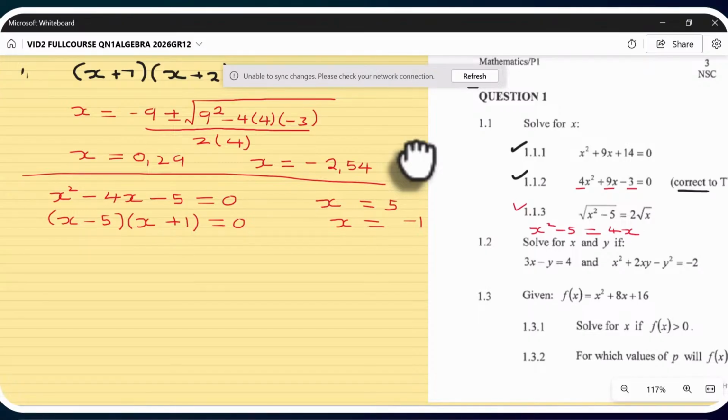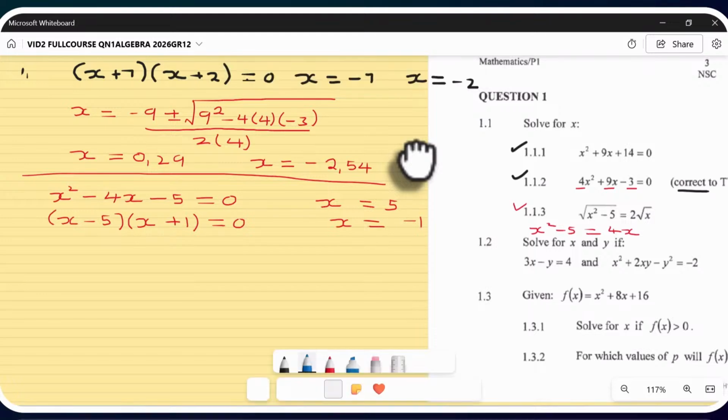Next question, simultaneous equations. This one here now. Like we said before, you make either y or x the subject of the formula, then substitute into the other equation. So here I can say that 3x minus 4 equals y. So in the nonlinear equation, wherever I have the y, I'll put 3x minus 4.